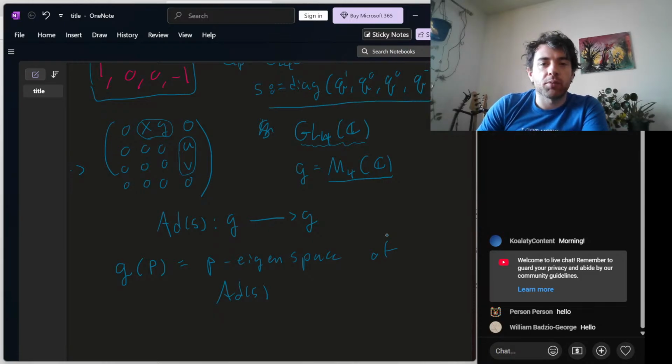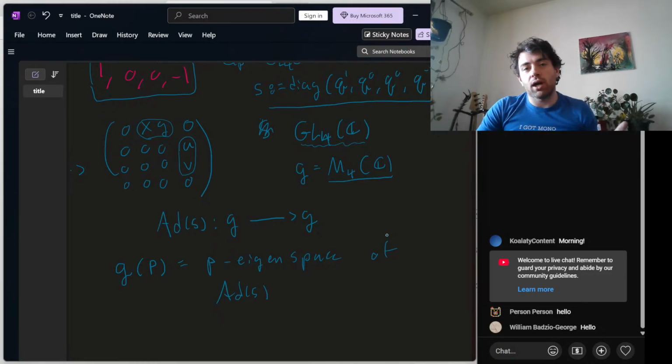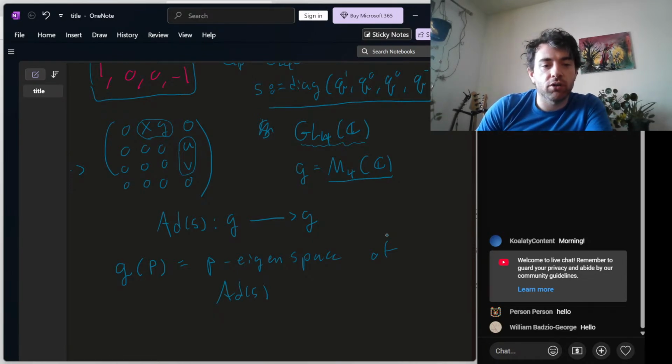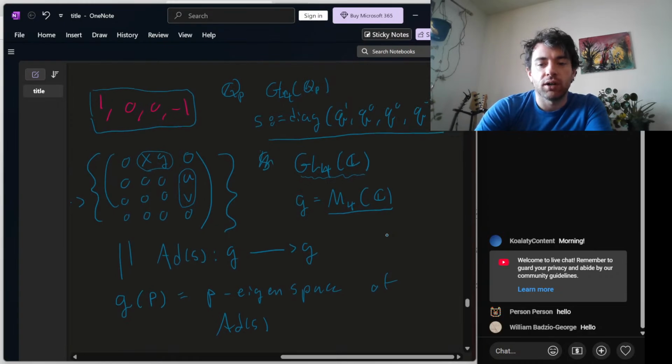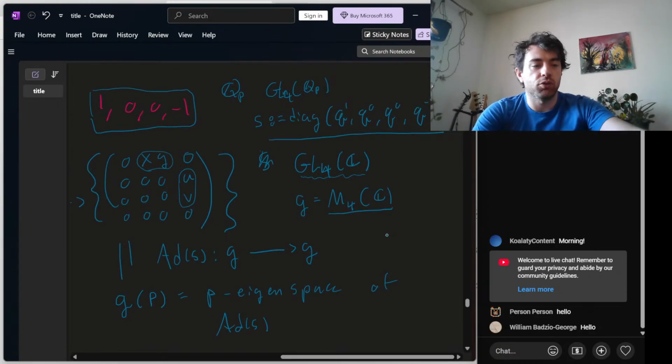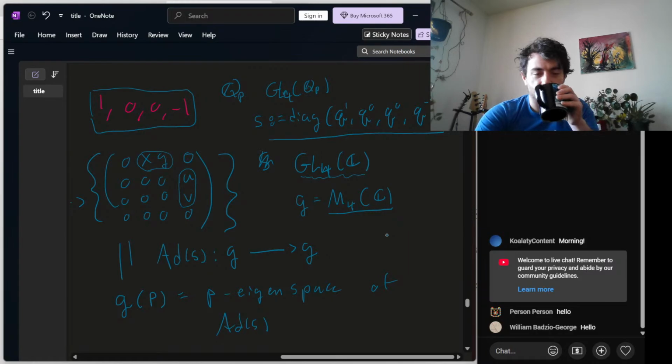You look at what happens when you conjugate an arbitrary matrix by this thing. When you do that, you'll see a bunch of powers of Q show up, and you just look at the entries where you see Q. And it turns out that the Q eigenspace is exactly this thing. So this is the connection between these two. Well, this is the beginning of the connection. This is where it starts.